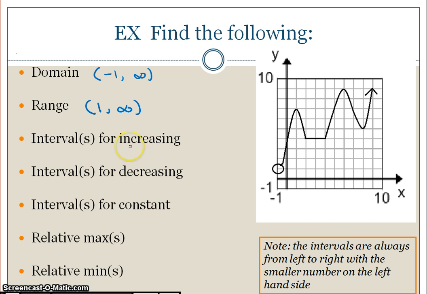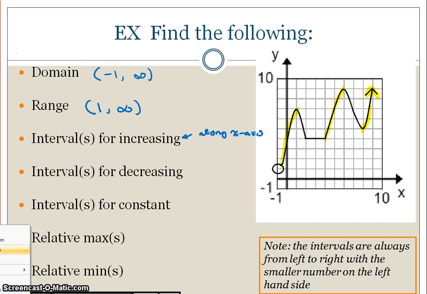Intervals for increasing and decreasing. So the intervals, these are along the x values, so along the x-axis. Okay, so to look at where it's increasing, I can highlight it. It's increasing here, kind of like positive slopes. It's increasing here, and then it's increasing all the way up to infinity.